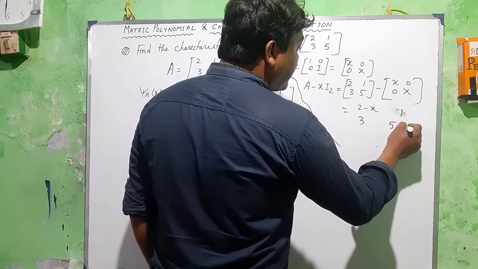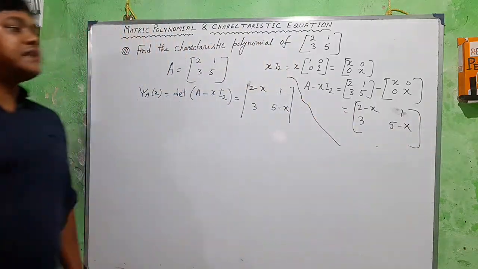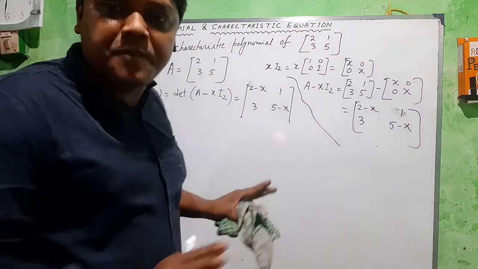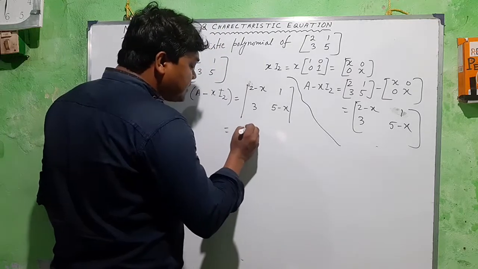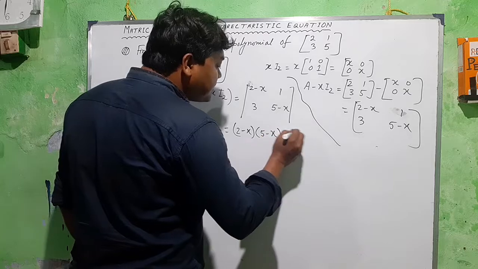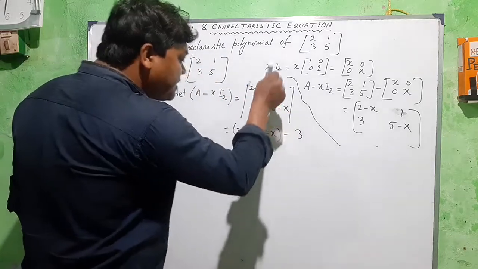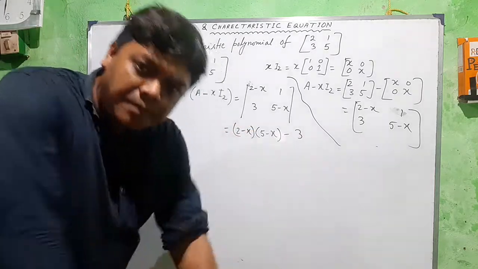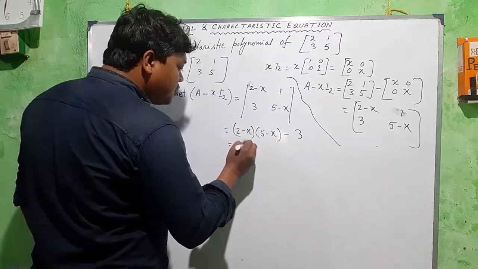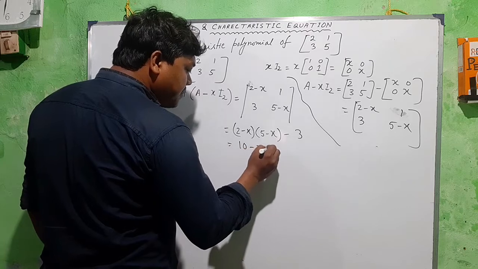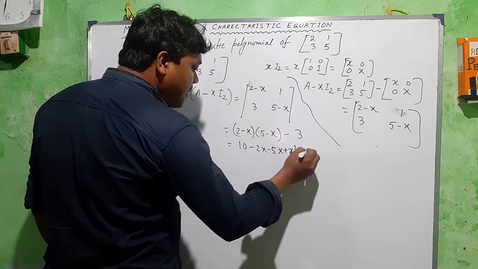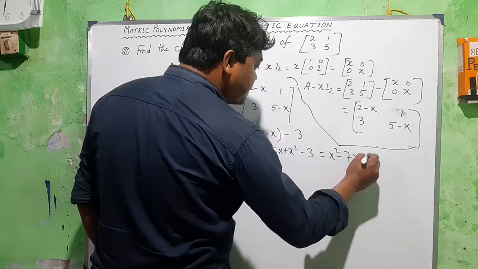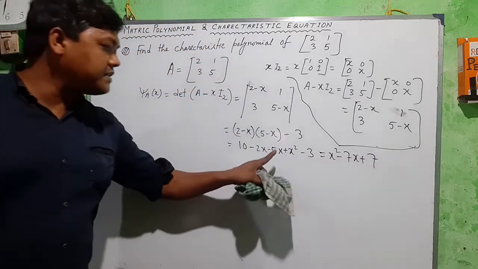So 2 minus x, 1, 3, 5 minus x. See, it is the same A minus x I2, and since we are taking the determinant, we have put two bars. Now we can simply expand the determinant: 2 minus x into 5 minus x, minus 3 into 1, according to the expanding rule of the determinant. So this gives 10 minus 2x minus 5x plus x square minus 3. After simplification, x square minus 7x plus 7.